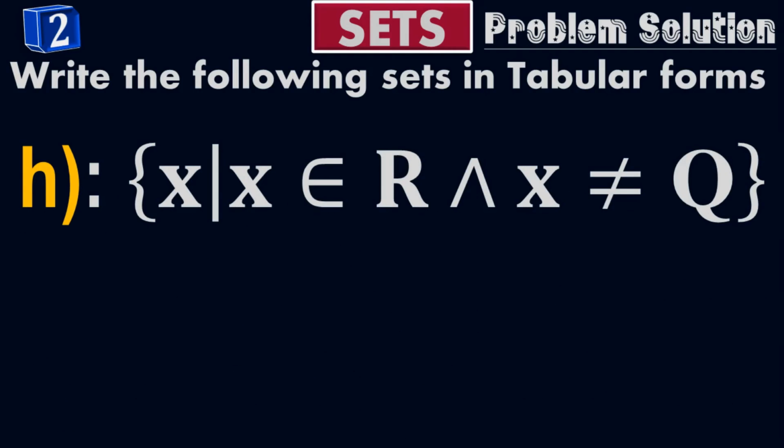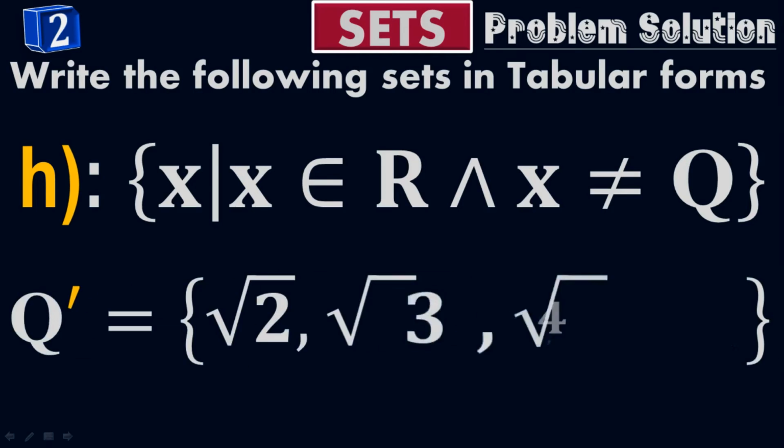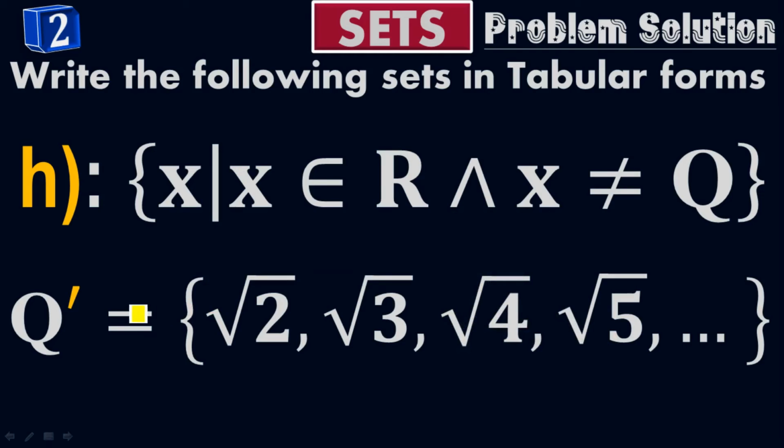Part H, which is the set of all x such that x belongs to real numbers and x is not equal to a rational number. This Q is the representation of the rational numbers. What will be the set builder form? This is going to be the set builder form. Q will be the set of irrational numbers because it specifically says that x is not equal to a rational number.